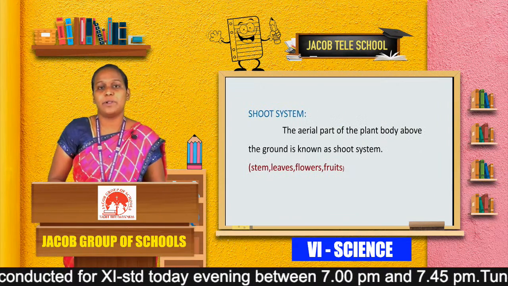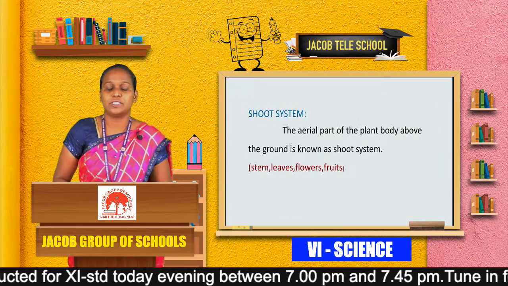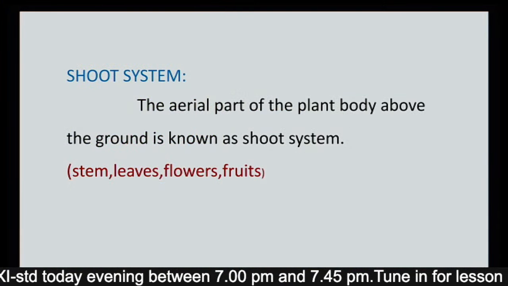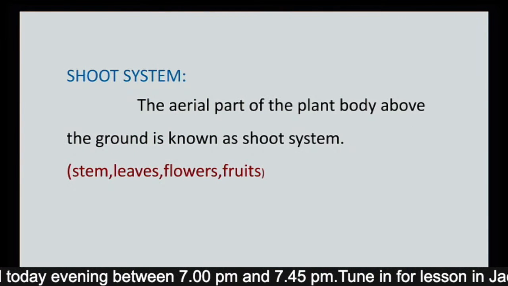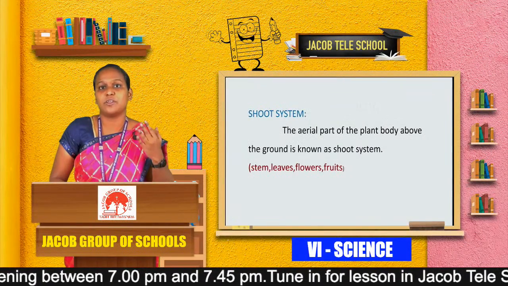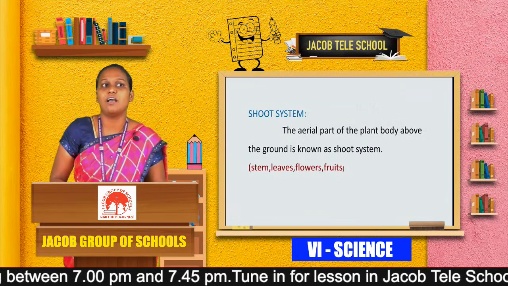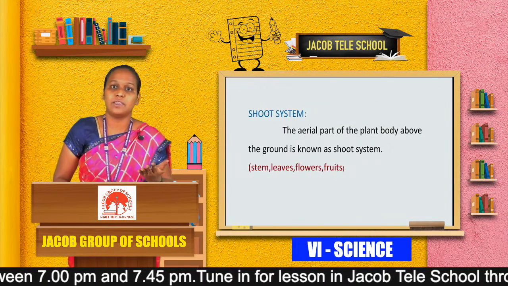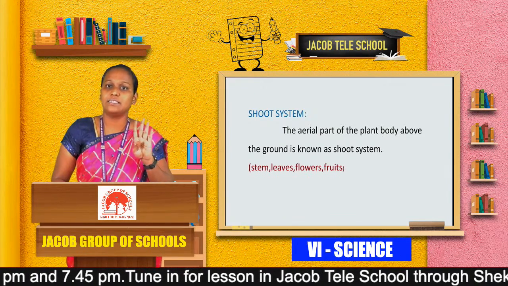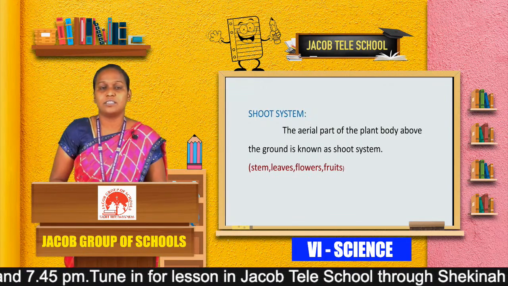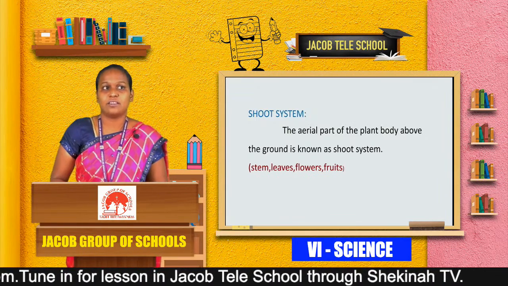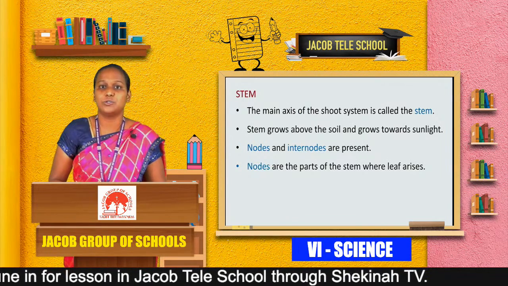Next, we have completed the root system. Now we are going to see the shoot system. What is shoot system? The aerial part of the plant body above the ground is called the shoot system. Aerial means the part which faces the atmosphere. So whatever faces the atmosphere is the shoot system. Stem, leaves, flowers and fruits. These are called the shoot system because they face the sunlight and the atmosphere.